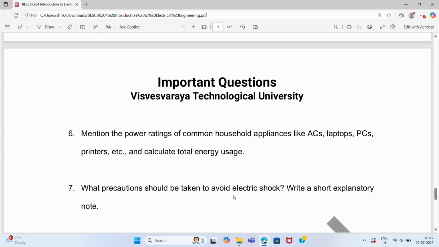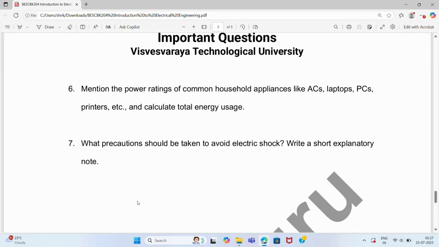What precautions should be taken to avoid electric shock? Write a short explanatory note.